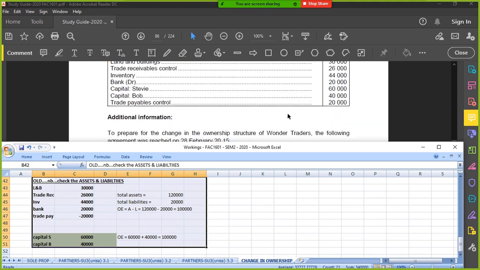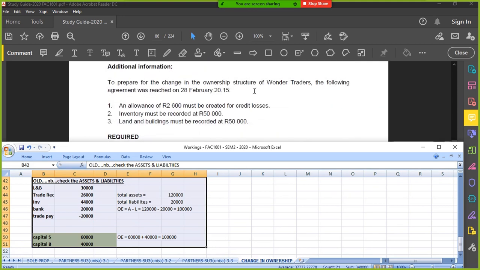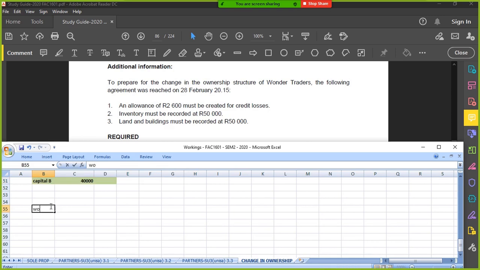Does that make sense? Okay, good. All right, so now what do we have? Additional information. To prepare for the change in ownership structure of Wonder Traders, the following agreement was reached on the 28th of Feb 2015. An allowance of 2,600 must be created for credit losses. Okay, what is that going to do to our books? Give me your working. It's going to take away from our trade receivables. Okay, yes, but what would the debit and credit be?